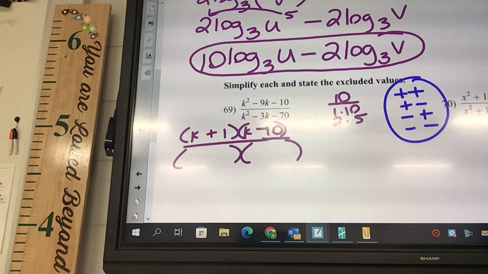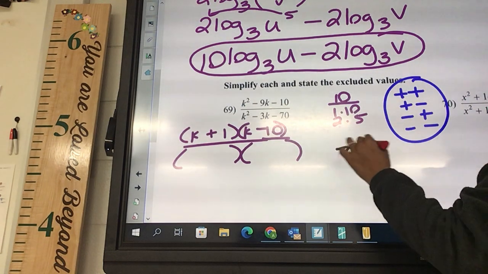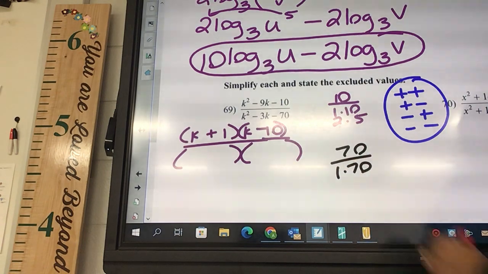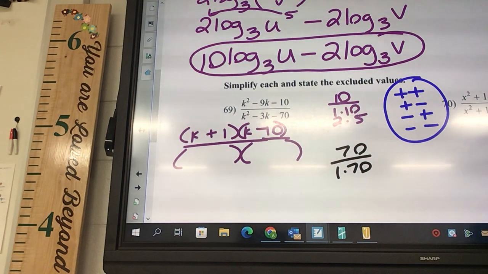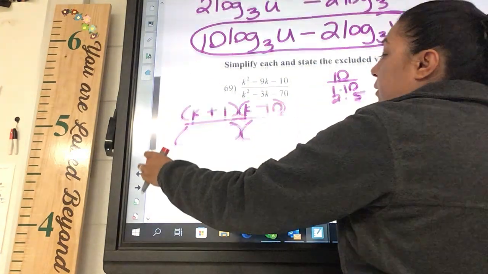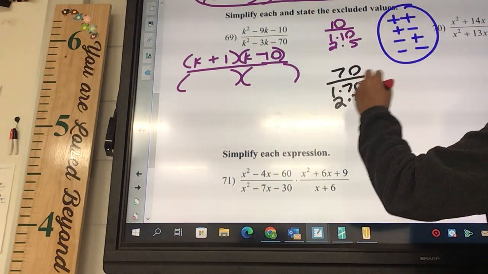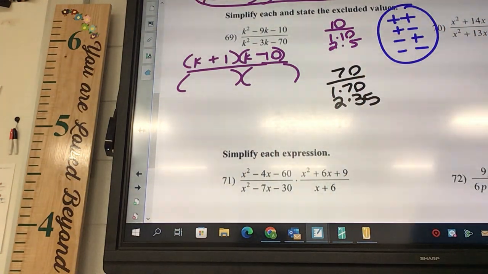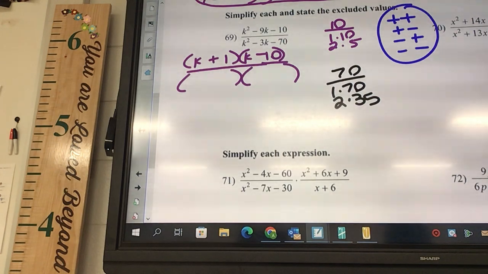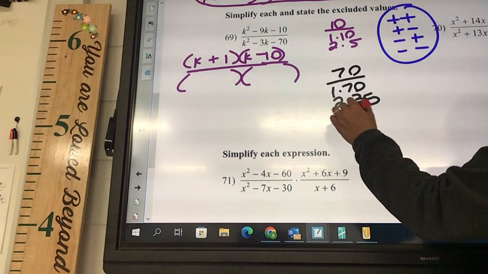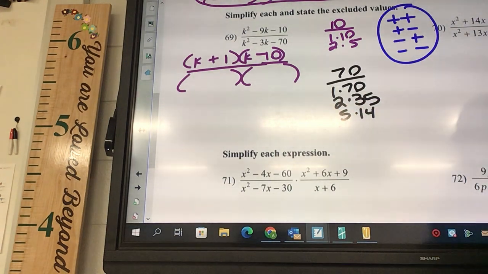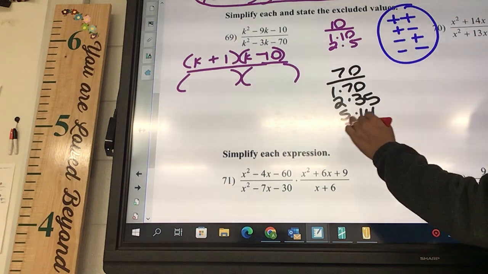And then for the bottom one, we need to make factors of 70. So I got 1 and 70. I don't know what the rest are. 2 and 35. And that's where you guys come in. 5 and 14. 7 and 10.